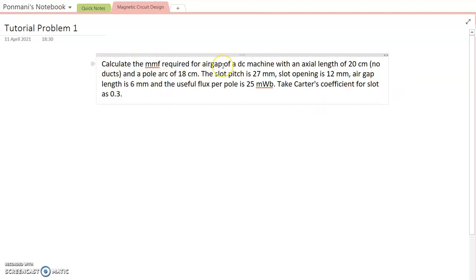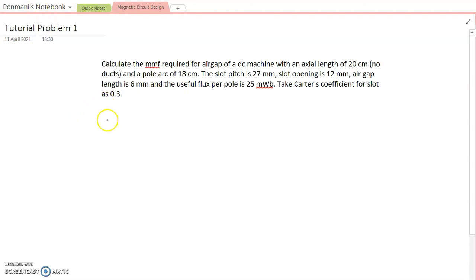Calculate the MMF required for the air gap of a DC machine with an axial length of 20 centimeters. There are no ventilating ducts and a pole arc of 18 centimeters. The slot pitch is 27 mm, slot opening is 12 mm, air gap length is 6 mm, and the useful flux per pole is 25 milliwebers. Take Carter's coefficient for slot as 0.3. So first, let us write the data given in this problem.